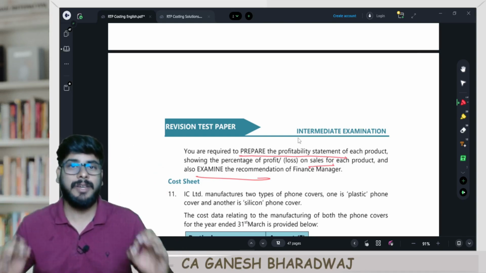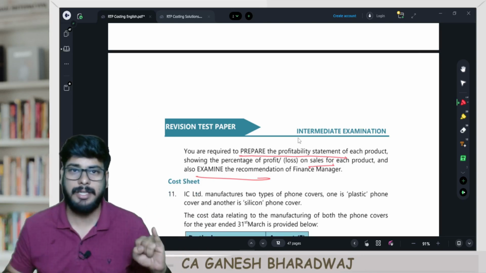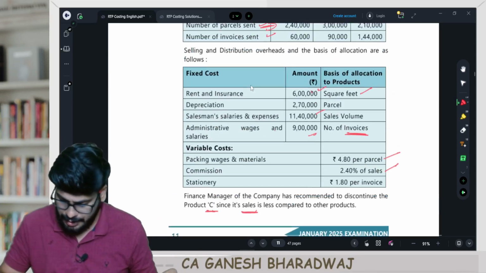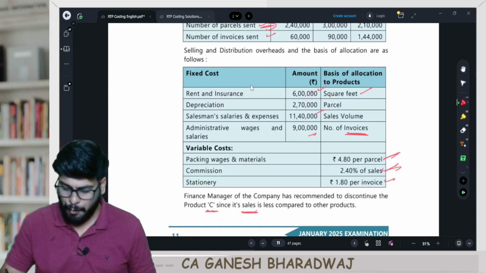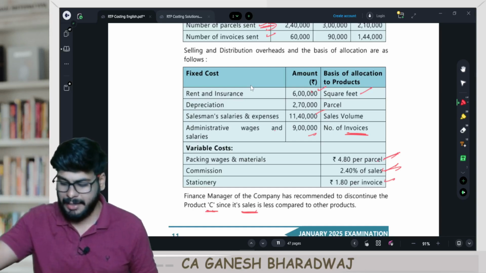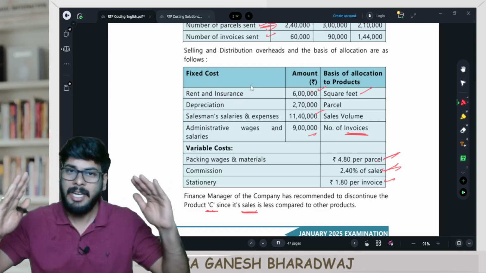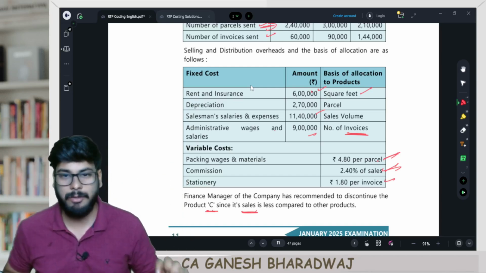Now, product wise, do we have the sales figure? Yes. Do we have the variable cost figures? Yes, these variable costs, they have given 4.8 per parcel. So product wise, parcels, sales, invoices, these details are there. So just multiply. Product wise, you can arrive at variable cost.